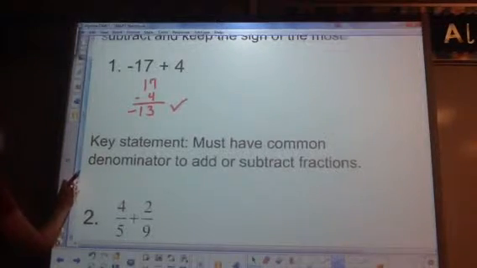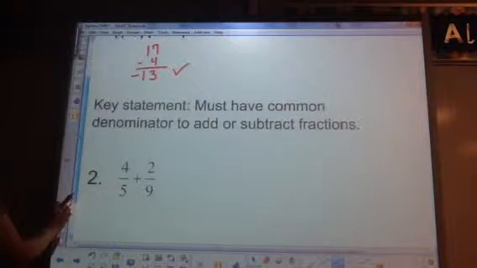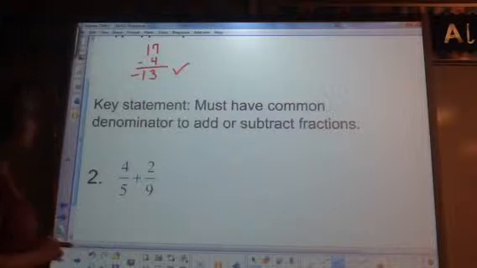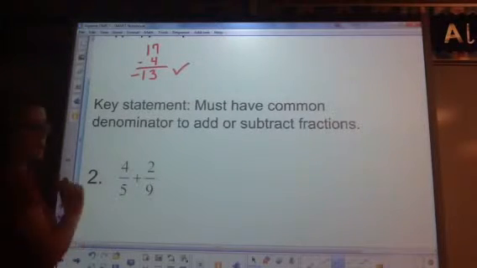Okay. Second one, key statement: must have common denominator to add or subtract fractions. Okay? So go ahead and work this one on your own.